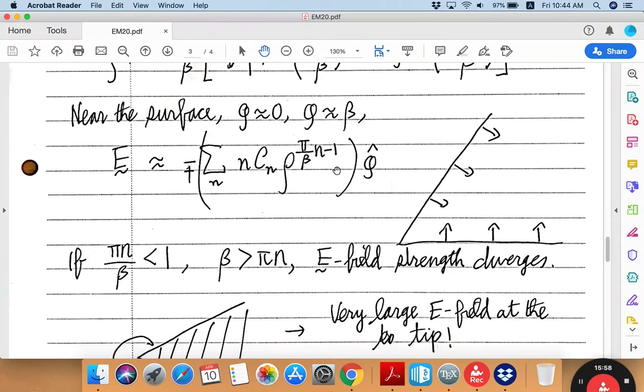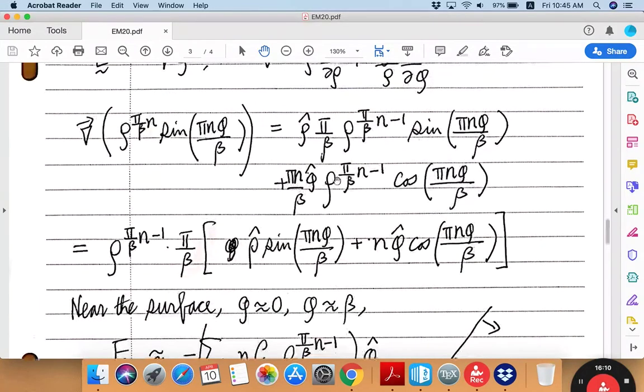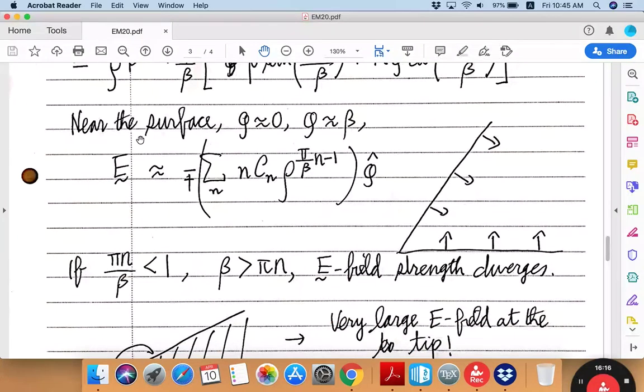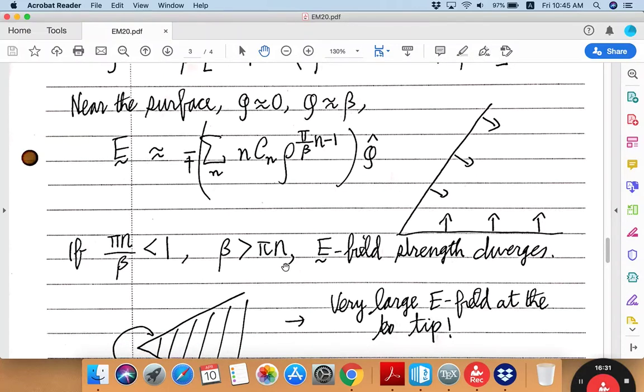And now you notice that because you have taken a derivative, this exponent has one less power than before. So although the potential itself was convergent as rho goes to 0, now the electric field, because it has one less power, does not have to be convergent. For example, if this value happens to be less than 1, that is, if beta, the opening angle, is larger than pi times n, then in fact this function diverges as you approach the origin.